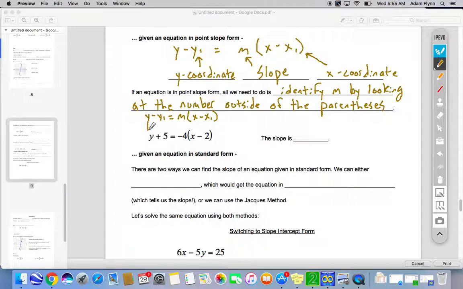So we have y, we have our y coordinate, we have our m, we have our x, and we have our x coordinate. So again, just like the slope-intercept form equation, I'm just trying to find what m is. And as I said right here, it is the number outside of the parentheses. So I've got a -4 outside of the parentheses, so my slope is -4. That easy. Okay, pause the video if you need more time.